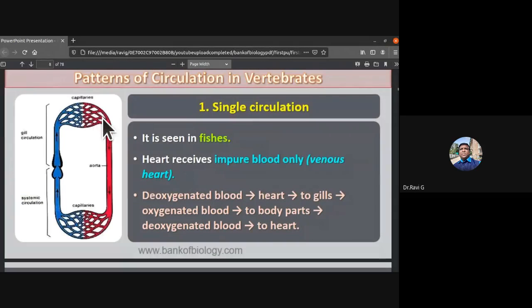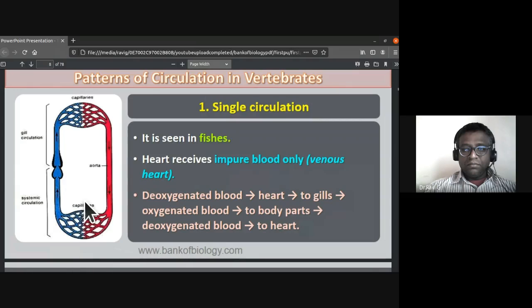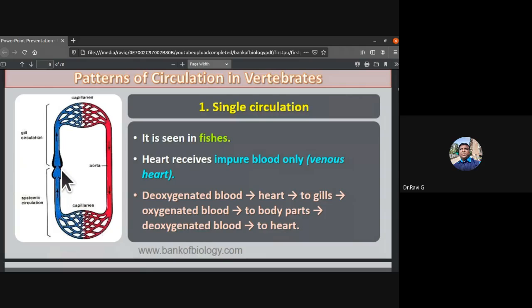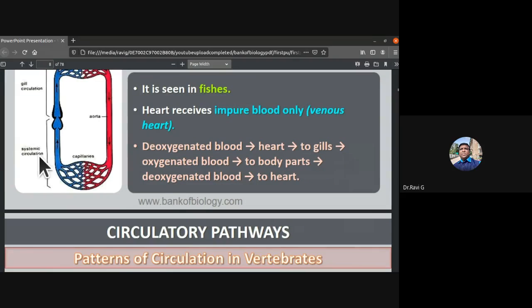See, the oxygenated blood does not come back to the heart to be pumped again. Rather, after oxygenation at the gills, it is supplied through the aorta to all parts of the body. So it does not go back to the heart. That is the reason it is a single circulation, and the heart receives only impure blood. So in fishes, undergoing single circulation, we also call it a venous heart because it receives only impure blood. So they have systemic circulation and gill circulation.